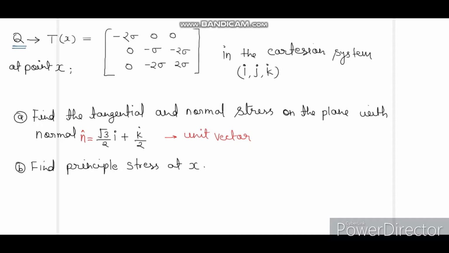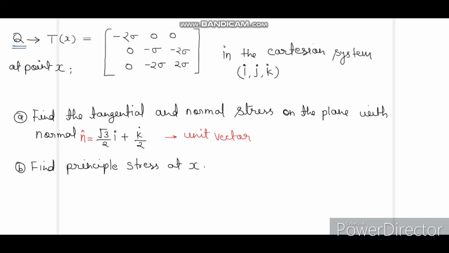Hello friends, here we are having one question of stress tensor. It is given that in a material at point X, the state of stress is represented by this 3×3 matrix whose elements represent the various stress components, and it is asked that at any plane which is having the normal vector as given, √3/2 i + k/2, at that plane what are the values of the normal stress and tangential stress.